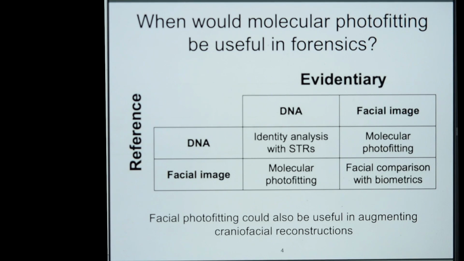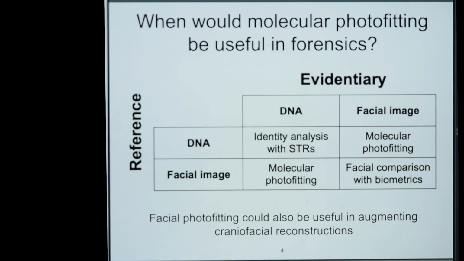But what we're talking about with molecular photo fitting is having as evidence DNA, but no DNA to compare against. So we're trying to create a model of what the person might look like. And then compare that against facial images from a reference. In this case, it could even be those facial images stored in people's brains. Do they know this person? Do they recognize this person as somebody they're acquainted with?